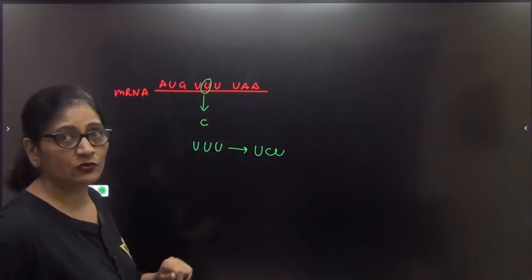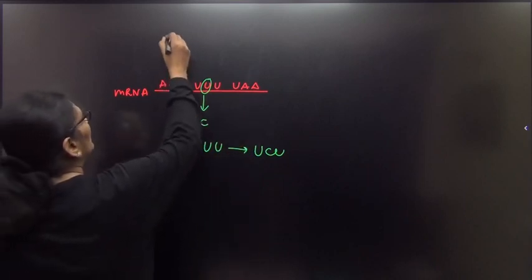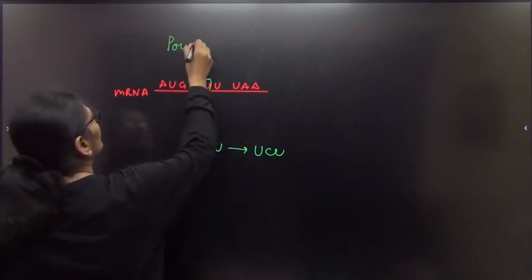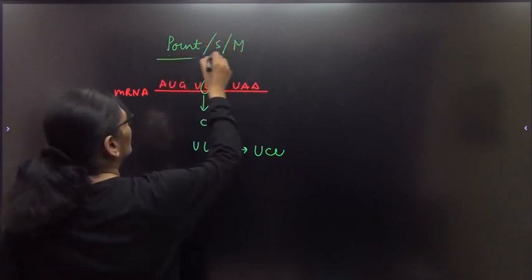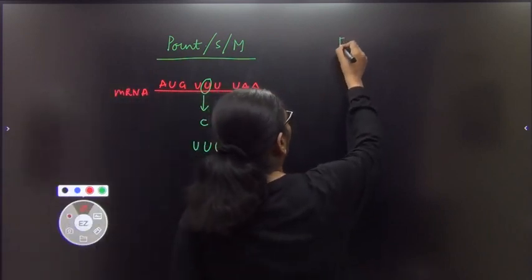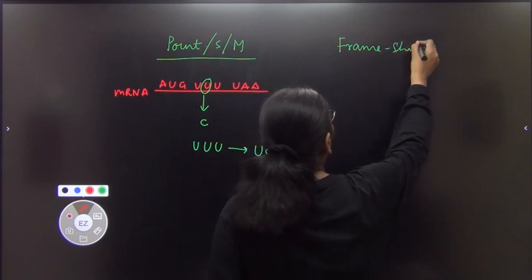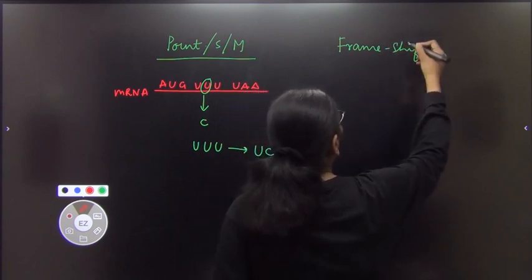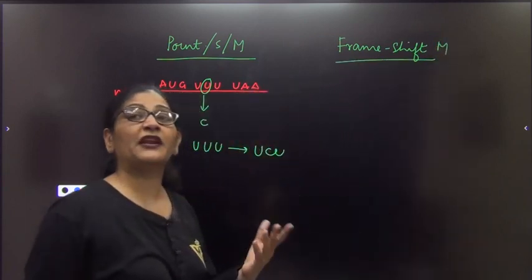But in point mutation or the substitution mutation, the total number of nucleotides does not change. The second type of mutation which I am teaching now is called frame shift mutation. यहाँ नाम से ही पता लगता है, here the number of nucleotides are going to change, right? Such that the reading frame is going to change.